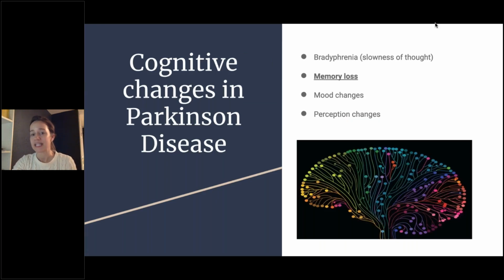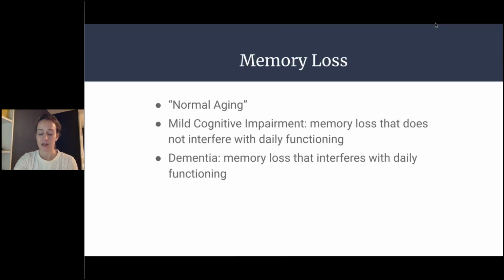Another cognitive change that can be seen in Parkinson's disease is changes in memory. There are a few different levels of changes in memory, and this applies not only to Parkinson's disease, but to any sort of memory loss. There's what we call normal aging, which is as we get older, we may misplace things a little bit more often, or it takes another second or two to remember someone's name. That's what we would call in the realm of normal. These people would still be able to do things like pay their bills and take care of themselves.